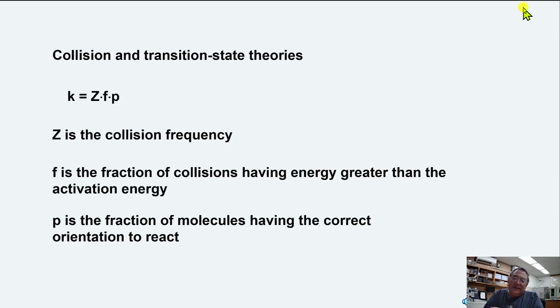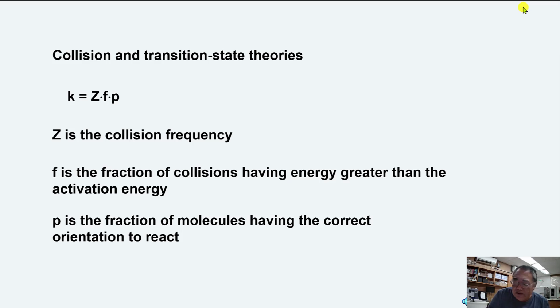Okay, so in collision theory, we think of the rate constant as being composed of three parts. One is the collision frequency, because they have to collide. The second is that they have to be correctly oriented. And the third is the molecules: there's a certain number of molecules that have enough energy to react, and that part's probably the most complicated.